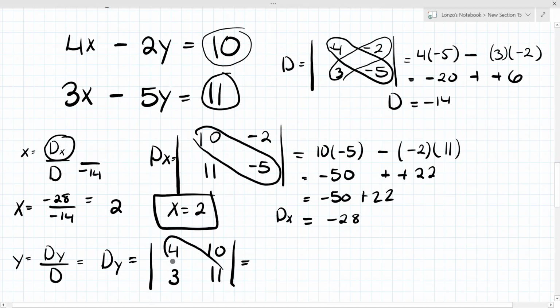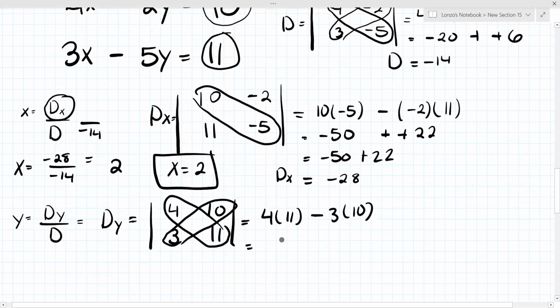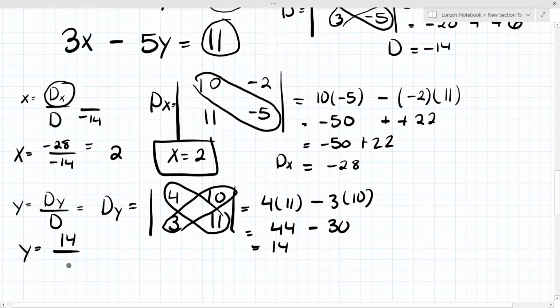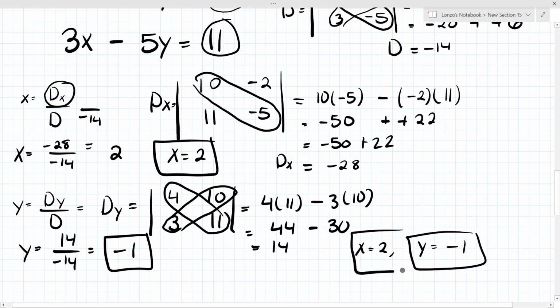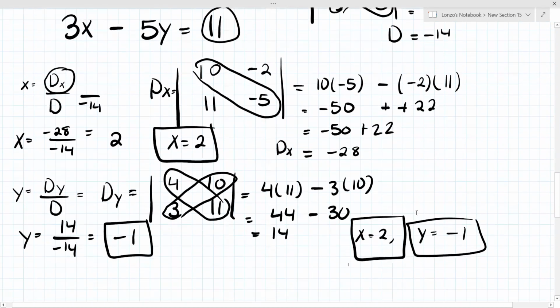Okay, so go ahead and multiply these out. 4 times 11 minus 3 times 10. 4 times 11 is 44, minus 30, since 3 times 10 is 30. So 44 minus 30 is 14. To find the y value, it's the determinant in respect to y, which is +14, over the regular determinant, -14. So your y value is actually going to be -1. Your solution is x equals +2 and y equals -1. Okay, so that's how you do it with finding two unknowns.